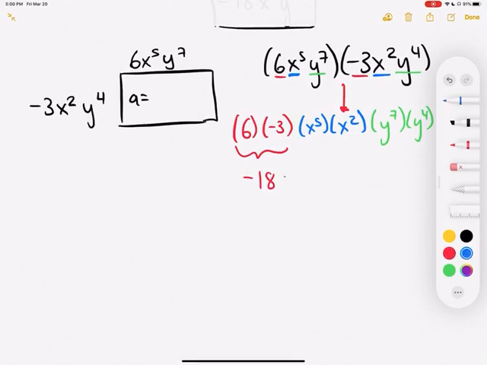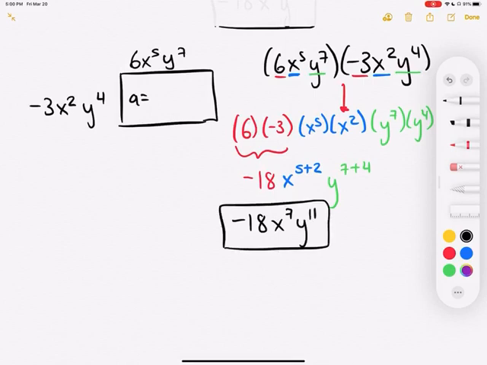Negative 18. The x component, that's going to be 5 plus 2. Since I'm multiplying those two x's, I have to add the exponents. And the y component is going to be 7 plus 4. I also have to add those two exponents, the 7 and the 4, on top of the y's. So let's see what the result is. That's negative 18 x to the power of 5 plus 2, that's x to the power of 7, and y to the power of 7 plus 4, that's y to the power of 11. This should be my result of multiplying two monomials, right? That's the area of this rectangle that I have here.